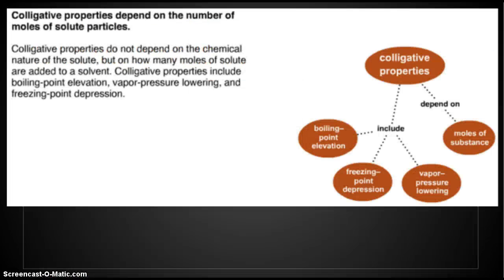Colligative properties depend on the number of moles of solute particles. Can you tell that's important since I've said it like 5 times? Colligative properties do not depend on the chemical nature of the solute, but on how many moles of solute are added to a solvent. Colligative properties include boiling point elevation. Elevation means go up. Vapor pressure lowering, and freezing point depression. Depression means it gets lower.